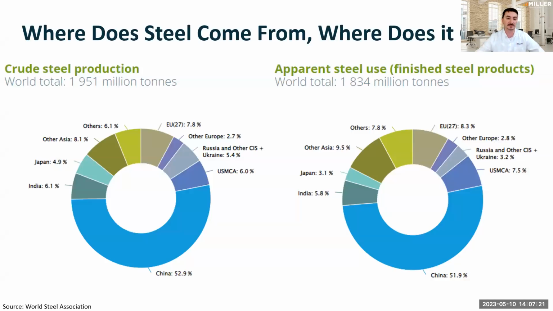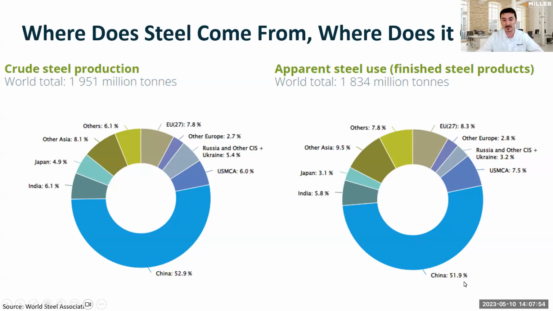Let's start with steel. I want you to understand, and this applies to steel and copper and aluminum as well, that at the end of the day, when you're talking about metals, it's all about China. China both produces and consumes over 50% of steel, as you can see here in the example. And to put that in relative context, United States, Mexico, and Canada produce 6% relative to China's nearly 53%. And Europe altogether, the EU27 countries produce just under 8% of steel globally.